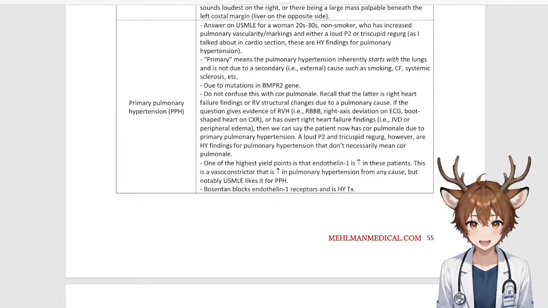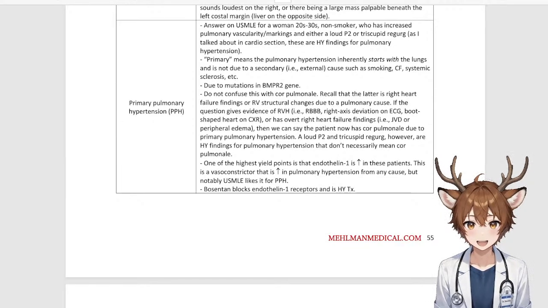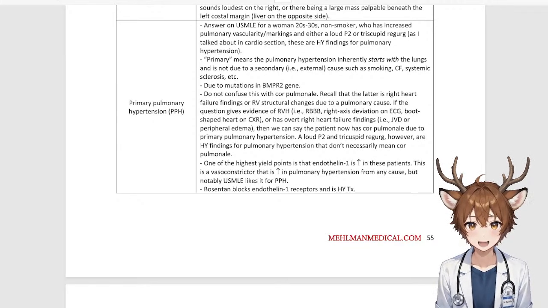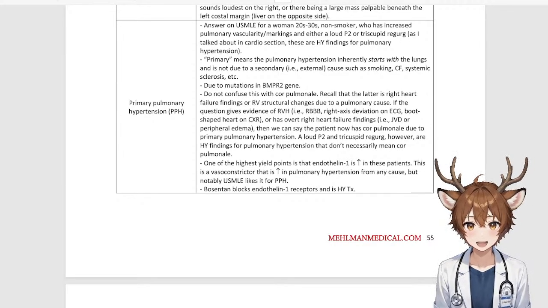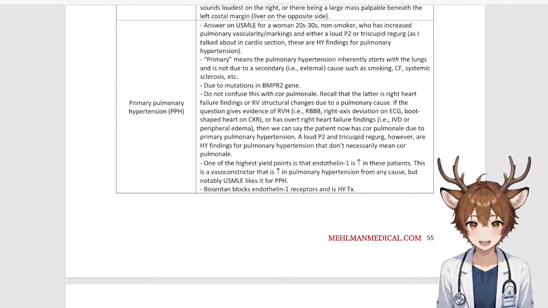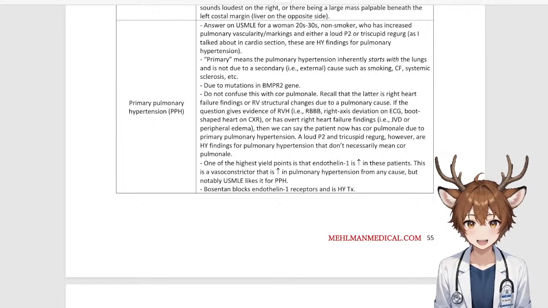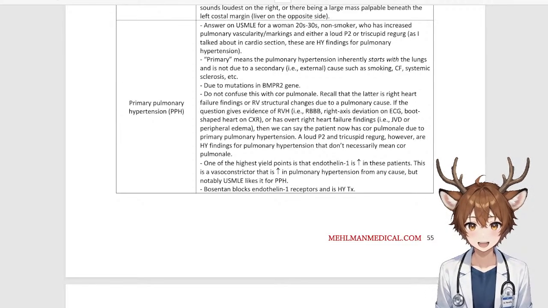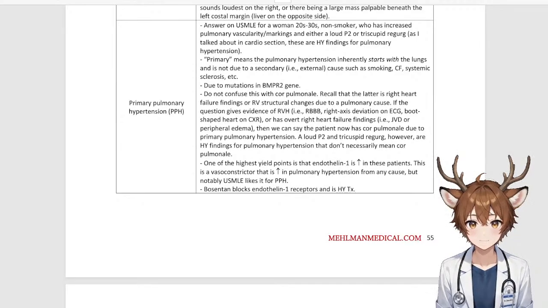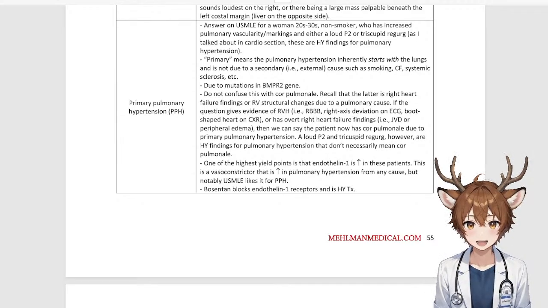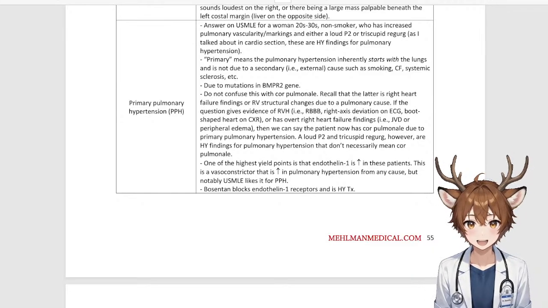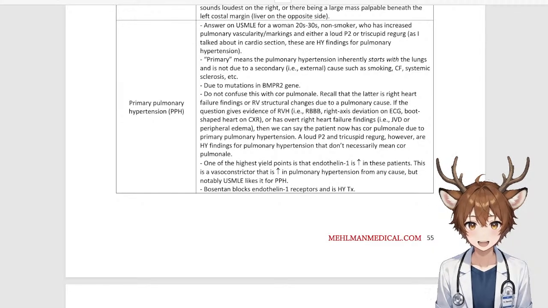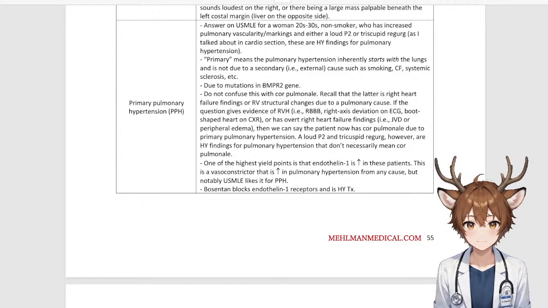Next, we have primary pulmonary hypertension, or PPH. Answer on the USMLE for a woman in her 20s to 30s, non-smoker, who has increased pulmonary vascular markings and either a loud P2 or tricuspid regurgitation, as I talked about in the cardio section. These are high-yield findings for pulmonary hypertension. Primary means that pulmonary hypertension inherently starts with the lungs and is not due to a secondary, that is to say, external cause such as smoking, CF, systemic sclerosis, etc., due to mutations in the BMPR2 gene.